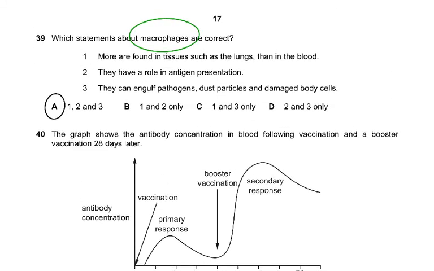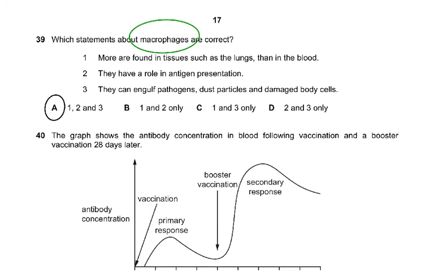Now, if you look at question 39, which statements about macrophages are correct? More are found in tissues such as the lungs than in the blood. They have a role in antigen presentation. They can engulf pathogens, dust particles, and damaged body cells. To correct, all three are correct. So macrophages are the scavengers, and the other name for it is also sometimes we say phagocytes.